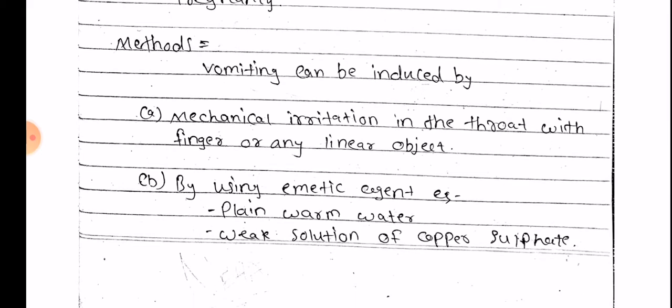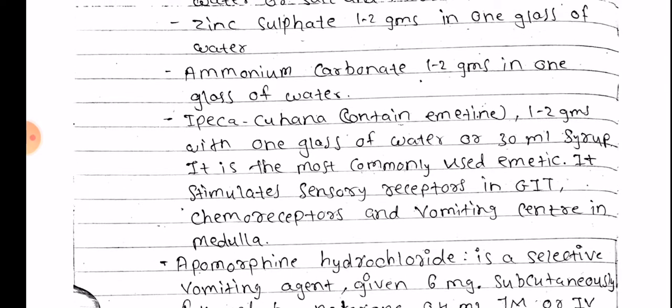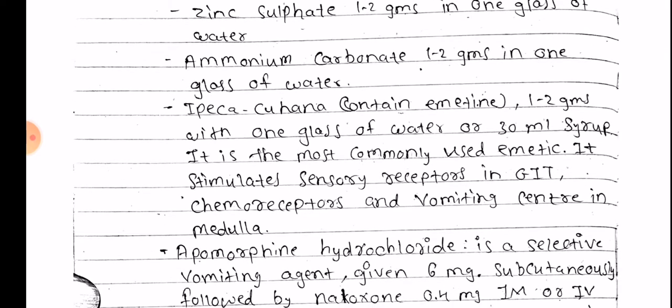agents, example plain warm water, weak solutions of copper sulfate, mustard powder 15 to 20 grams in 1 glass of water, common salt 15 to 20 grams in 1 glass of water, or salt and mustard oil, zinc sulfate 1 to 2 grams in 1 glass of water, ammonium carbonate 1 to 2 grams in 1 glass of water, ipecac containing emetine 1 to 2 grams with 1 glass of water, or 30 ml syrup.